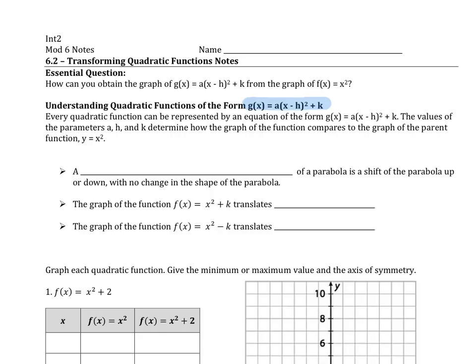So a vertical shift of a parabola is a shift of the parabola up or down with no change in the shape of the parabola. So the graph of the function y equals x squared plus k translates our graph up, and the graph of the function f of x equals x squared minus k translates the function down.